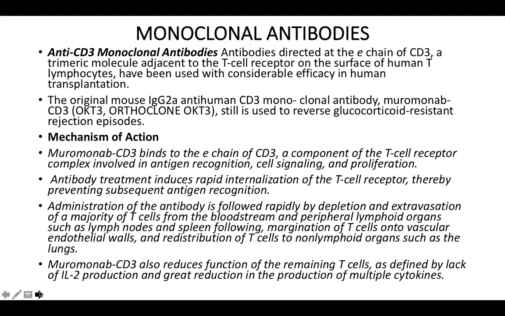Some of the monoclonal antibodies: anti-CD3 monoclonal antibodies. These antibodies are directed at each chain of CD3, a trimeric molecule adjacent to the T cell receptor on the surface of the human T lymphocyte. These have been used with considerable efficacy in human transplant. Okay, anti-CD3 monoclonal antibodies originated from IgG2a anti-human CD3 monoclonal antibody, muromonab-CD3, and these are all used in glucocorticoid-resistant rejection episodes.